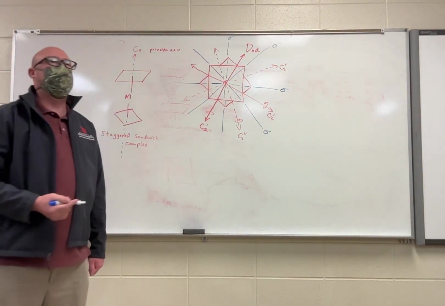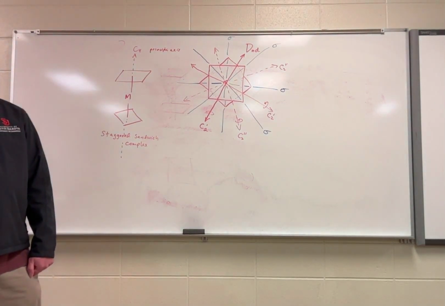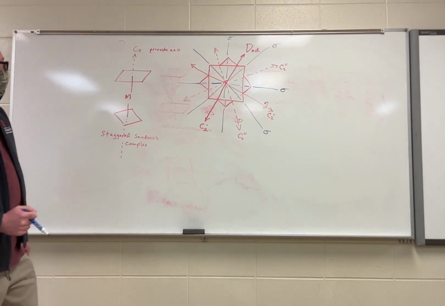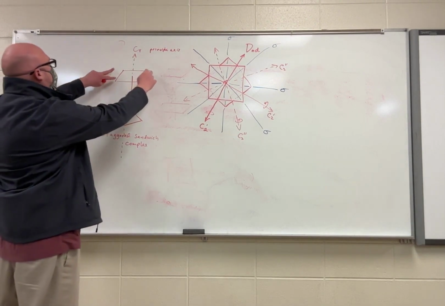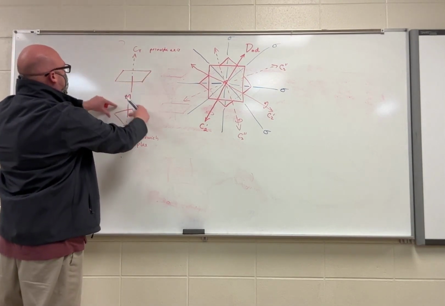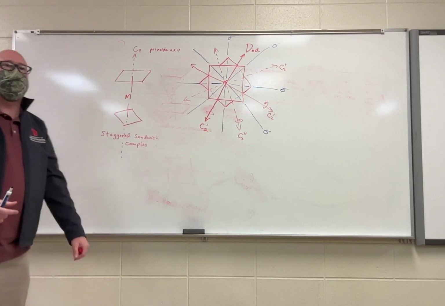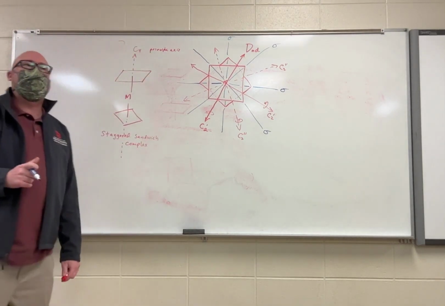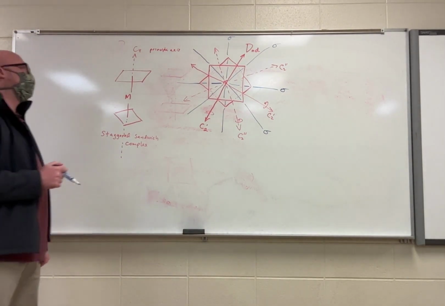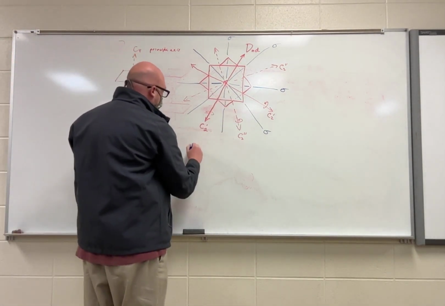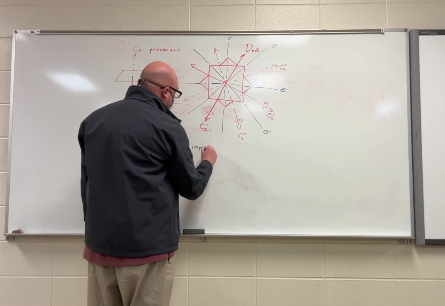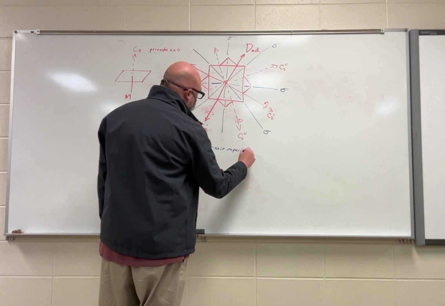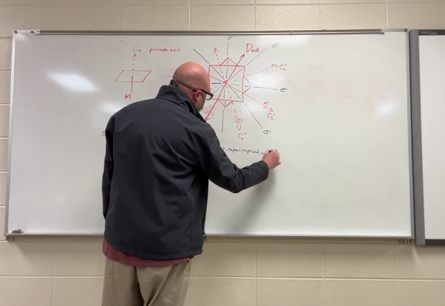Is there an inversion center? No. Because if I invert this ring, I should generate an eclipsed ring below, but they're staggered. So there's no inversion center. Is there an improper axis? Yes. There's an improper axis superimposed with the C4.